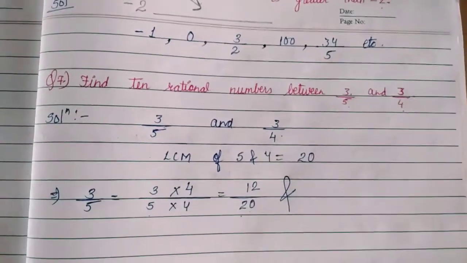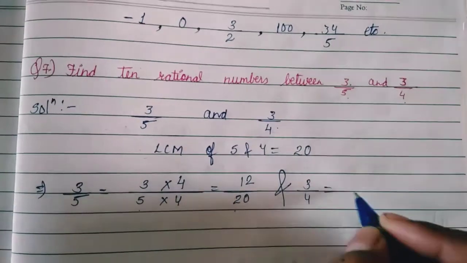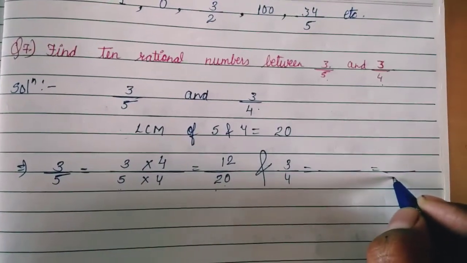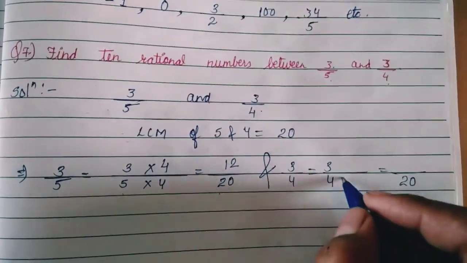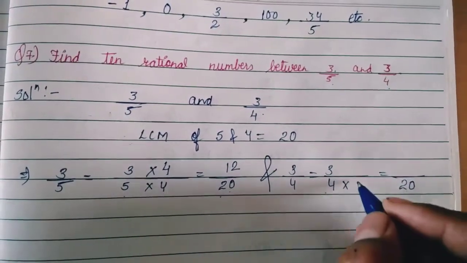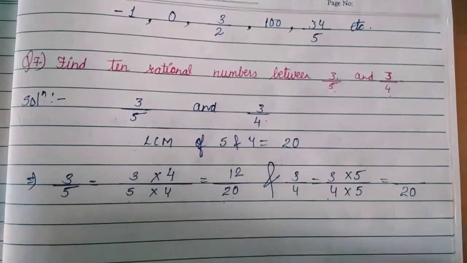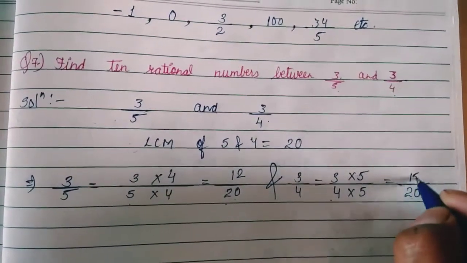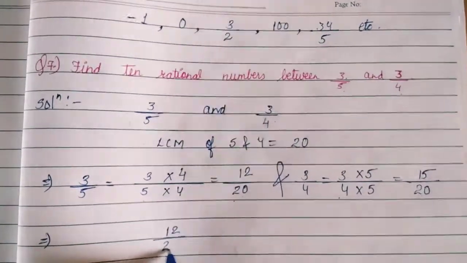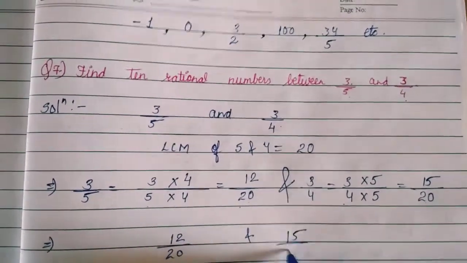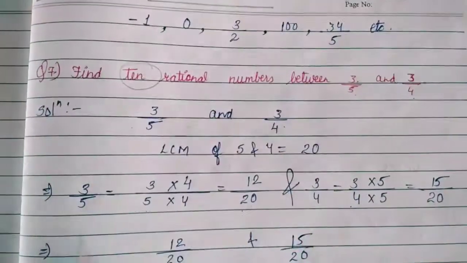Now for the second one we will do the same. The second rational number is 3/4. We have to make its denominator 20. We have 3/4. In the table of 4, 20 comes at the 5th time. That's why we multiply both numerator and denominator by 5. 3 5s are 15. Now our numbers have changed into 12/20 and 15/20.